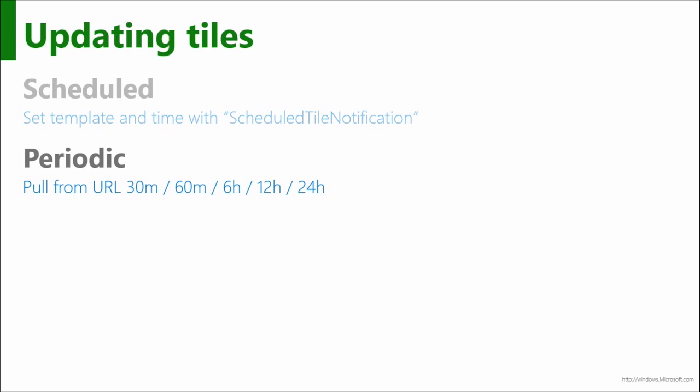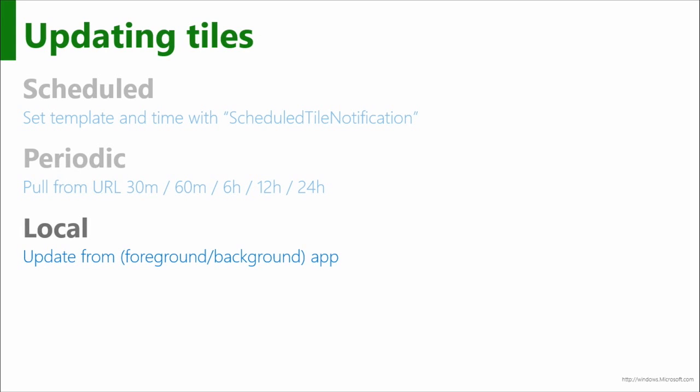And the next one is periodic. Periodic is very specific because it pulls from the internet or some URL. And then the server is responsible for creating the template and providing the imagery and things like that. And I can set that up on some interval that makes sense for my application.